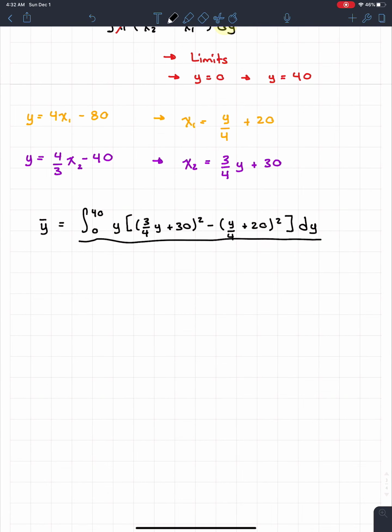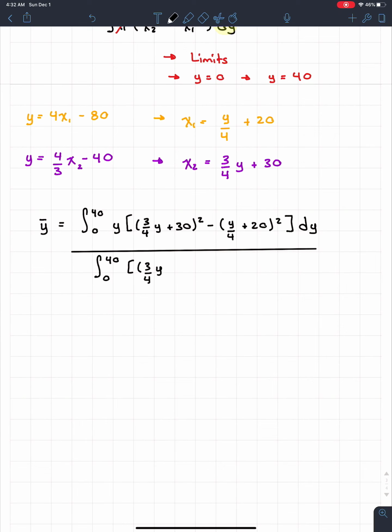And of course we have to do the bottom integral. I'm going to put this line a bit further down. So I'm going to have the integral now, still from 0 to 40, and I'm going to put in brackets because it's still a mess: (3/4y plus 30) squared minus (y/4 plus 20) squared dy. So now everything is perfect. We have our limits of integration, and we now have everything in terms of y, and we're integrating with respect to y.